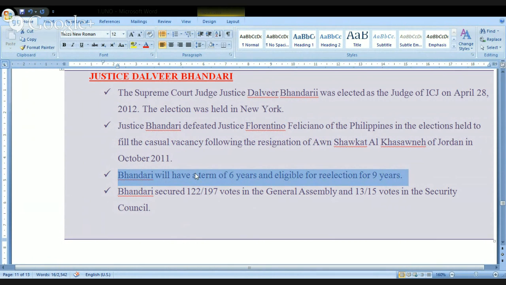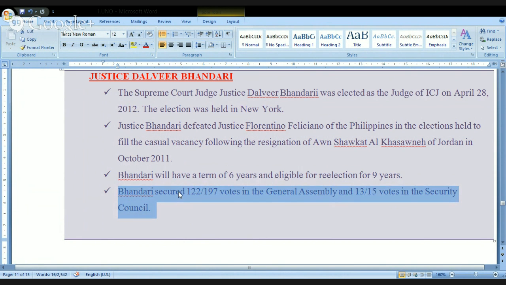Sir, why only 6 years? Because the total term is 9 years, and out of that the previous gentleman from Jordan finished 3 years of the term. Meaning if a person is getting elected in between, he will be serving only for the remaining period and not for the full 9 years term. But he started his journey in 2012. He will continue up to 2018, and again in 2018 he may be re-elected. If he is re-elected, from then he will continue for a period of 9 years. Hopefully I'm clear.